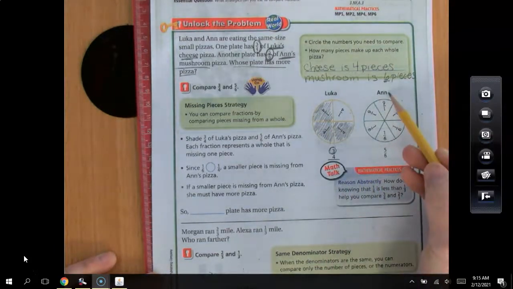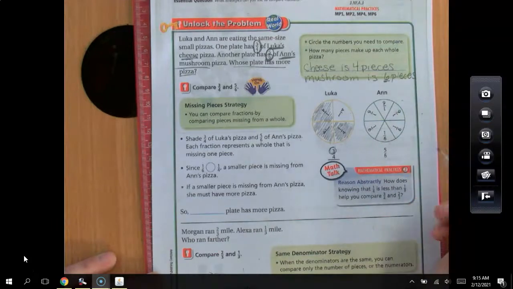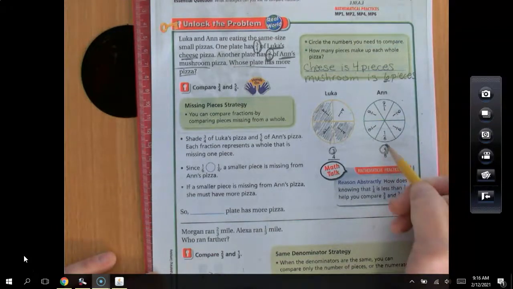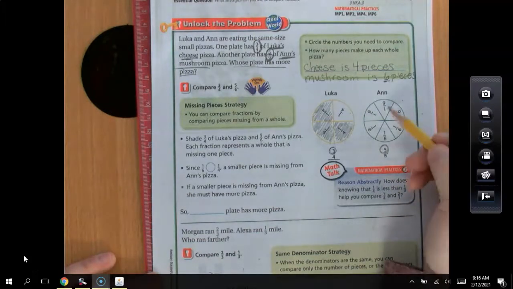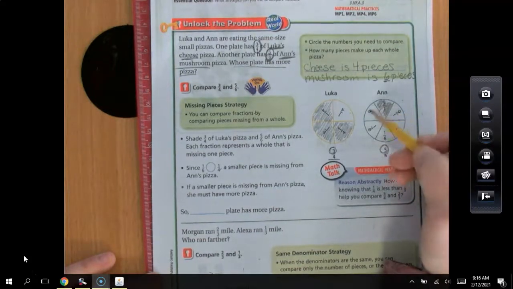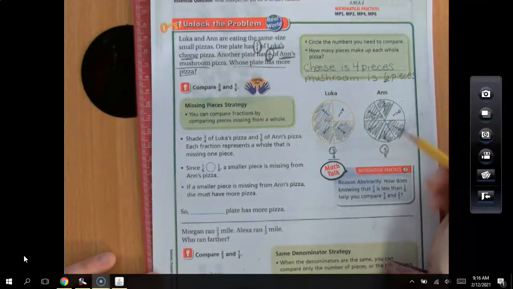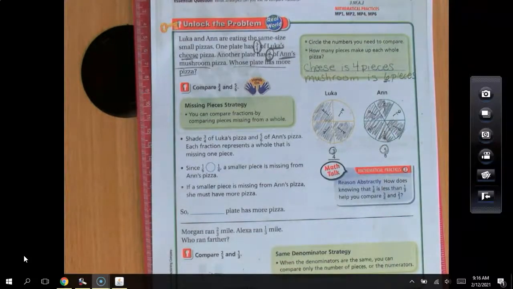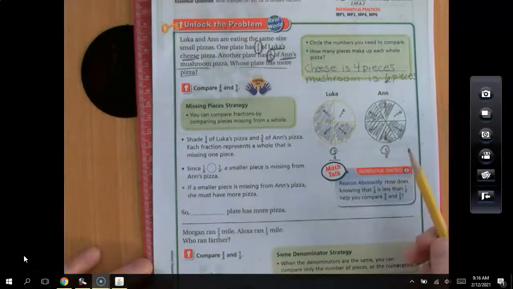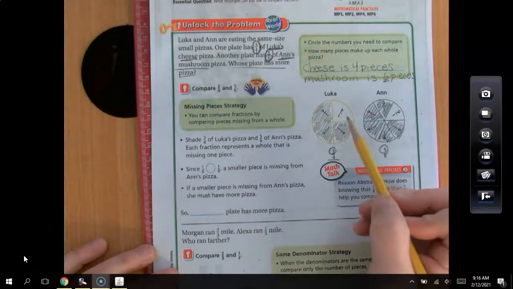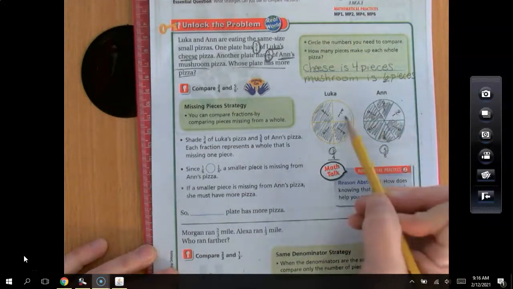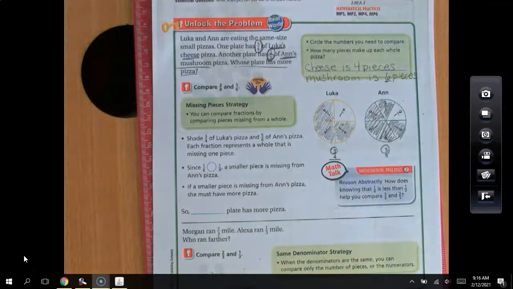Now let's look at Anne. How many pieces? Look at her numerator. 5 out of the 6. So let's go and shade 5 pieces. 1, 2, 3, 4, and 5. Now, if I look at those pizzas, I can see that each fraction represents a whole that is each missing 1 piece.